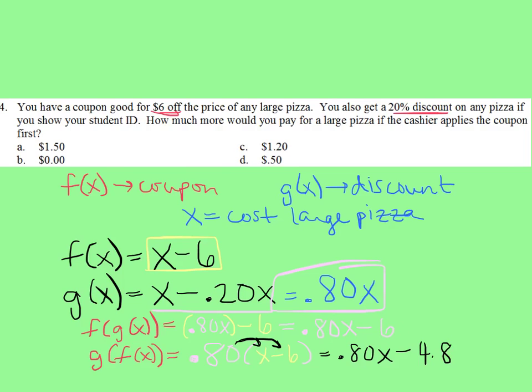Now the question says, how much more would you pay for the larger pizza? Well, what's the difference between 6 and 4.8? Your answer is $1.20. So C would be your answer here.